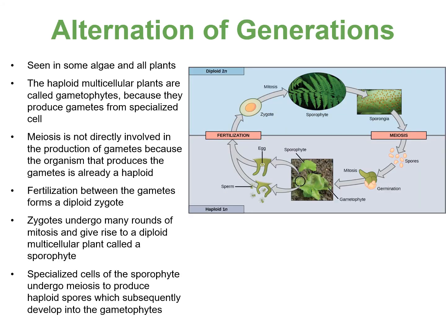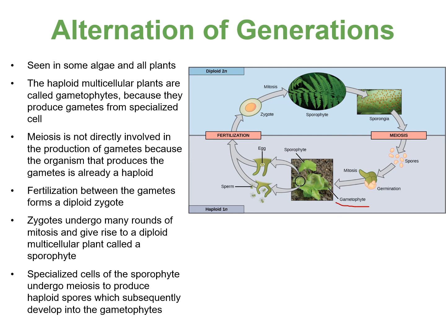So we've talked about the haploid and the diploid life cycles. Now let's talk about the third life cycle, which is used by some algae and all plants. It's actually a blend or a mix of the haploid-dominant and diploid-dominant extremes. Species with alternation of generations have both haploid and diploid multicellular organisms as part of their life cycles. The haploid multicellular plants are called gametophytes.